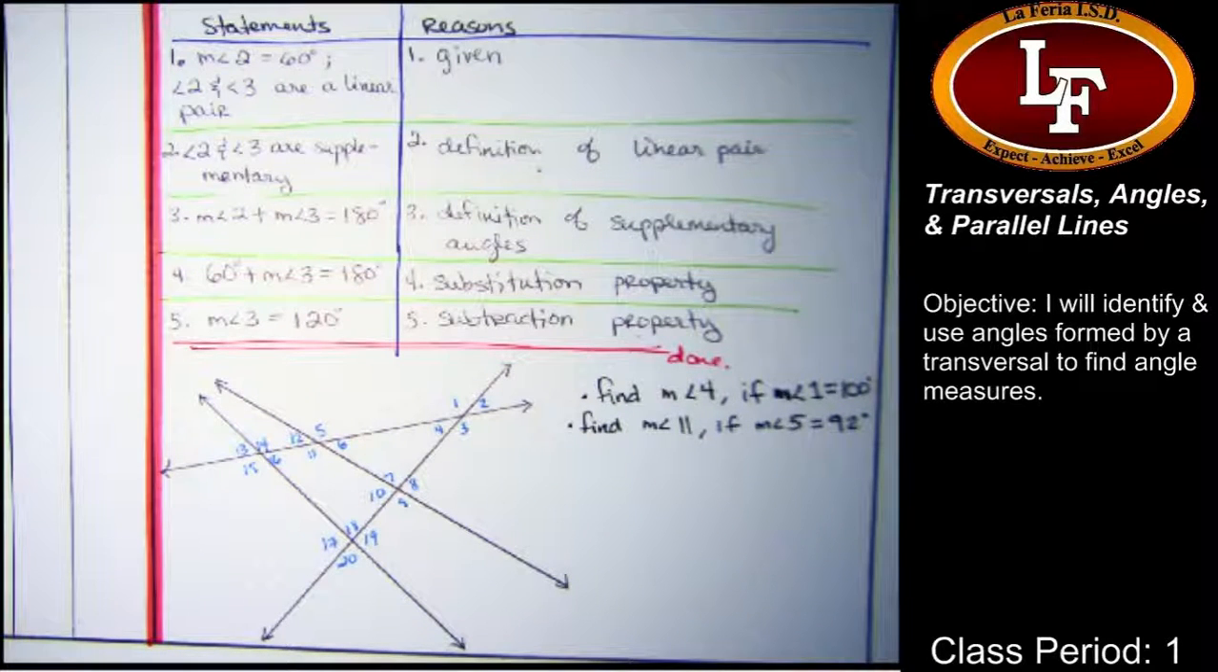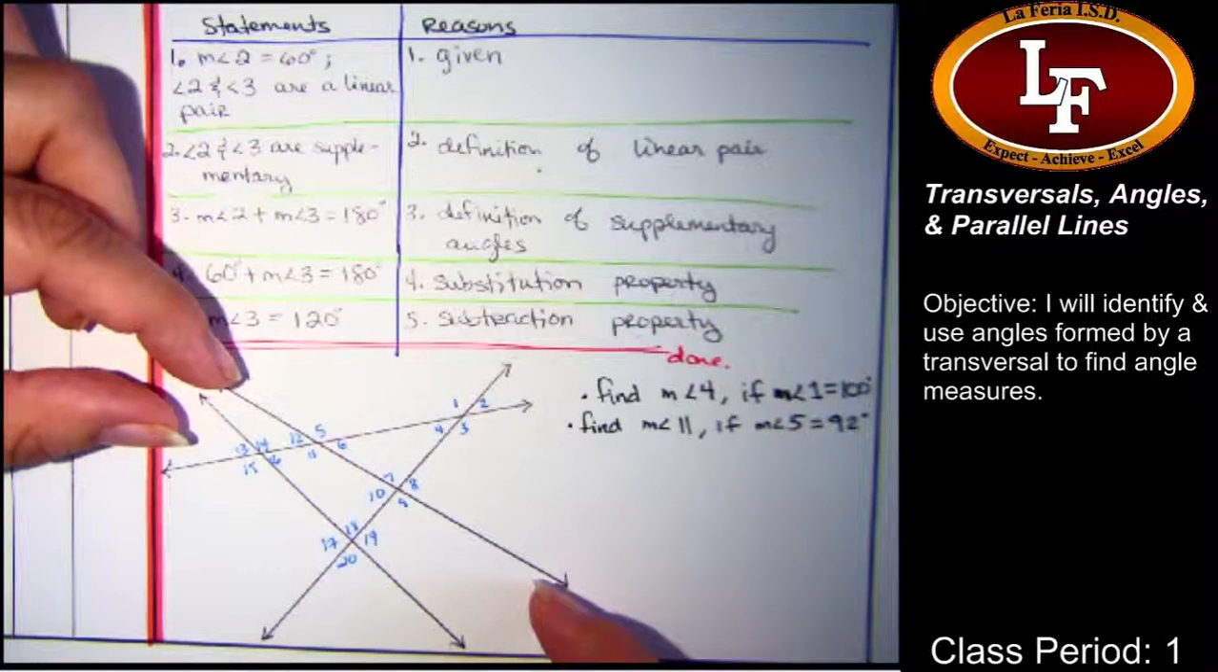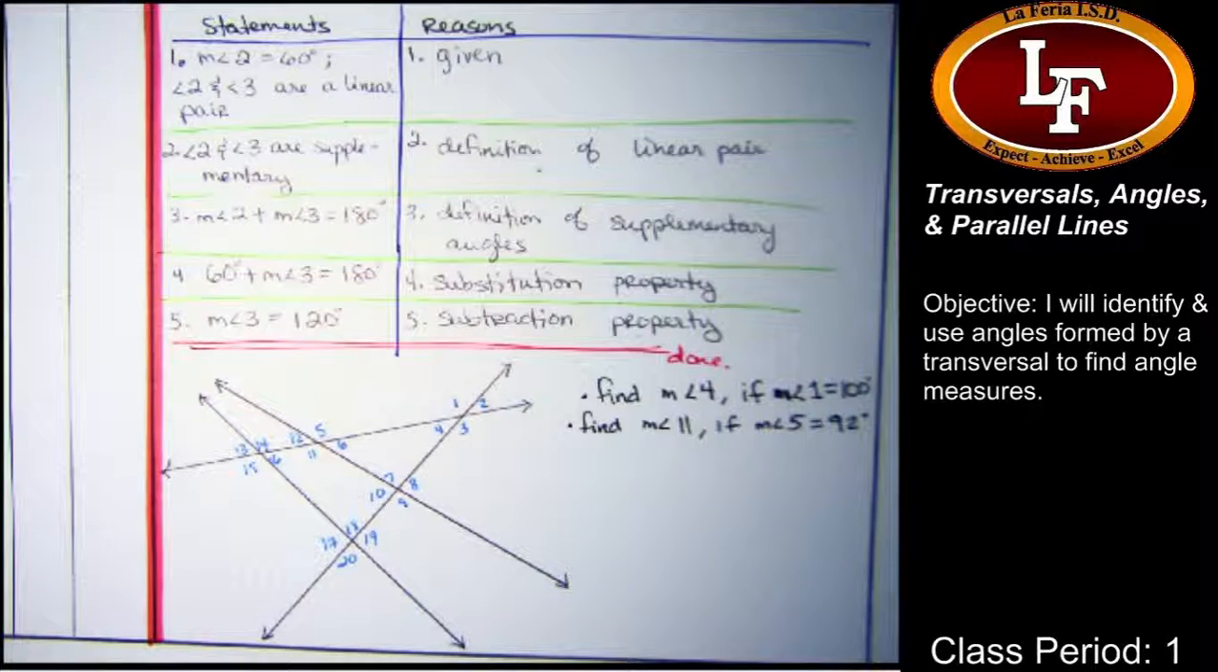Tomorrow, we are going to play around with the same concept, and we're going to name the different types of angles we see. But these lines that the transversal are going to cross are going to be parallel, and we're going to see what happens to those angles. Go.